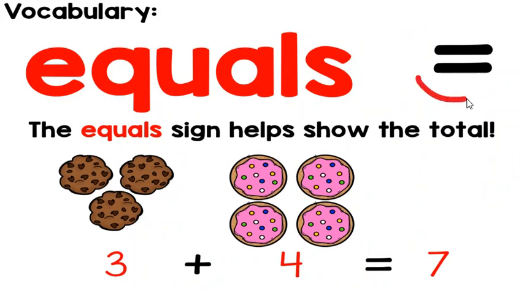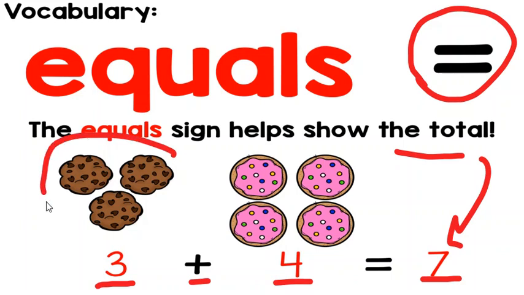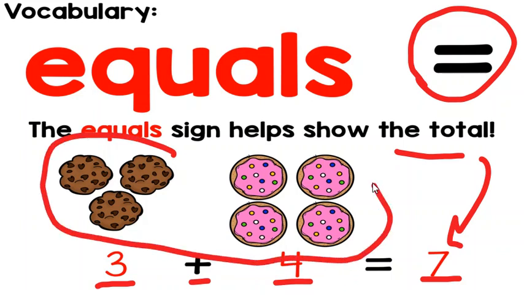Now, this symbol right here is called the equal sign. The equal sign helps show the total. So it tells us the answer. It tells us how much we have in that group. So right here we have 3 cookies plus 4 cookies equals 7 cookies. So in this entire group, I have 7 cookies.